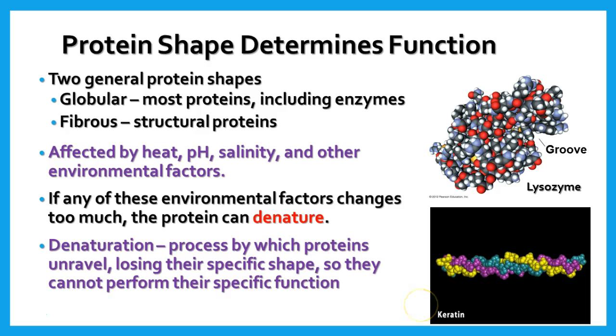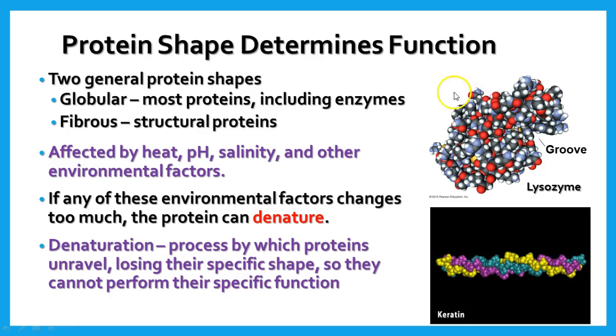Now proteins can be very, very large. They're oftentimes hundreds and thousands of amino acids long, and there are two main types of shapes of proteins. There are globular proteins and there are fibrous proteins. The globular ones are enzymes and most other proteins, and the fibrous ones are things like keratin, like it shows down here in the lower right hand corner.